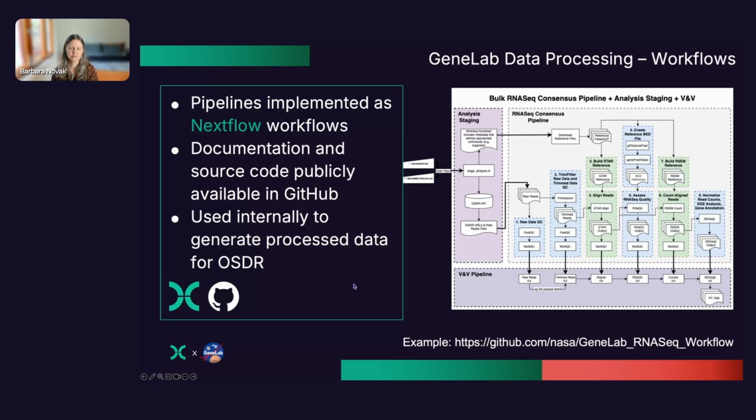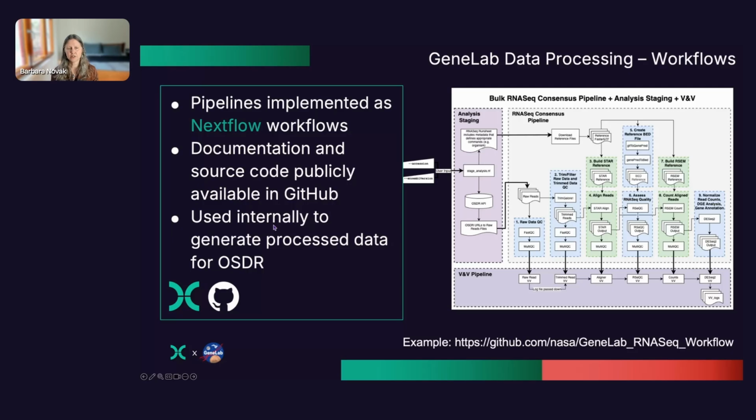So this image is a representation of our GeneLab RNA-seq workflow. And as you can see from it, in addition to the RNA-seq consensus pipeline, which is in this gray box, our workflow adds an analysis staging workflow for pulling data in from OSDR and a validation and verification pipeline, which I will talk about a little bit later.